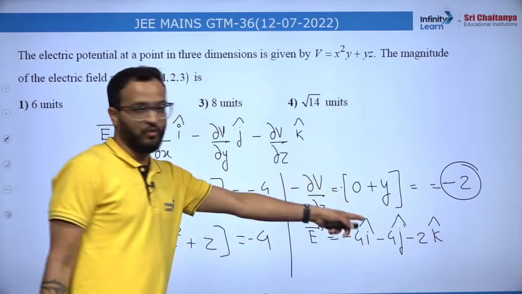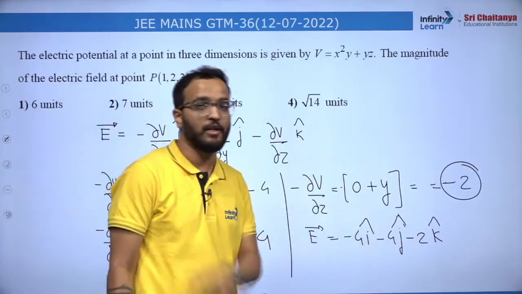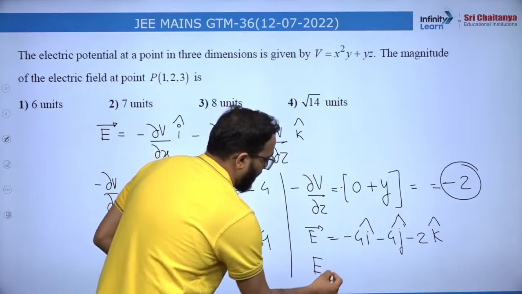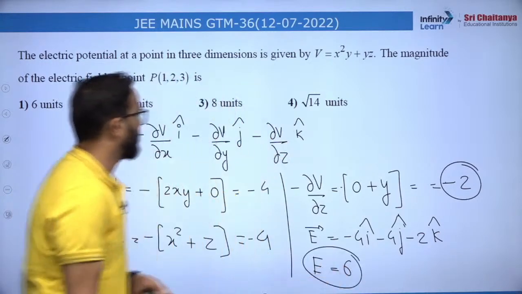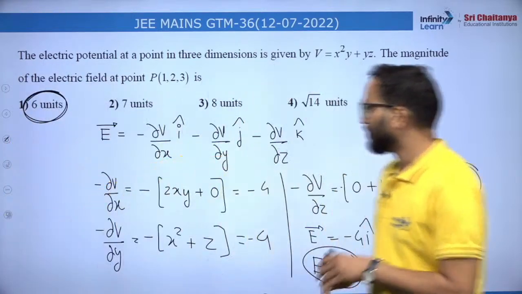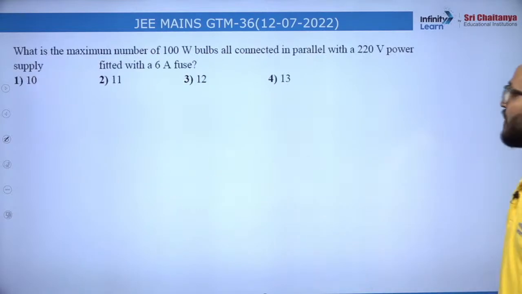Now 4 square plus 4 square is 16 plus 16, 32, plus 2 square, that is 4. 32 plus 4 is 36. 36 under root will be 6. So its magnitude will be 6 units. Which option is correct? First option is correct. Did you understand, guys? I hope this is pretty easy and simple for you, right? So let's move on to the next question.